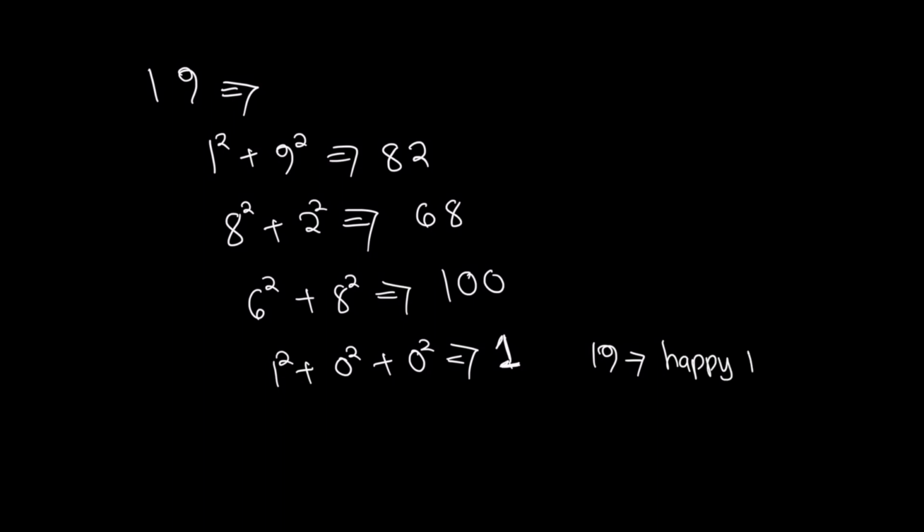What we are required to do is have an algorithm that will perform this process and check whether the final result is 1 or not. If the final result is 1, it's going to return true, and otherwise it's going to return false.